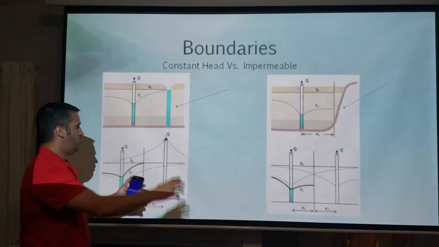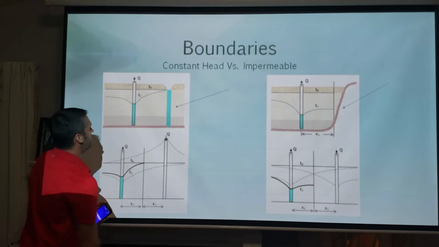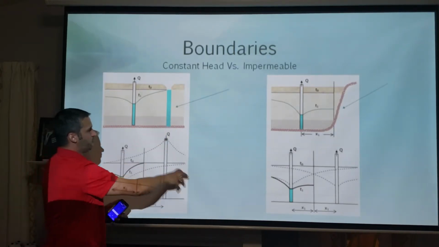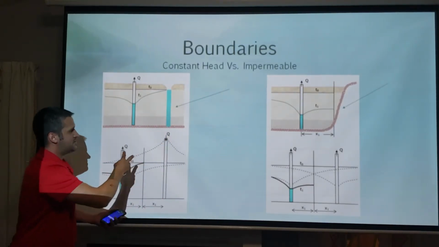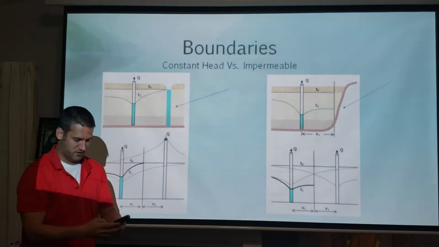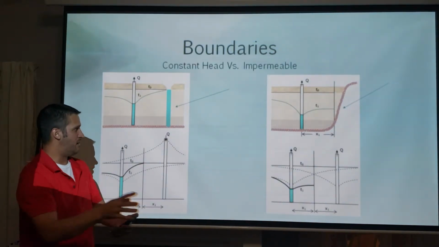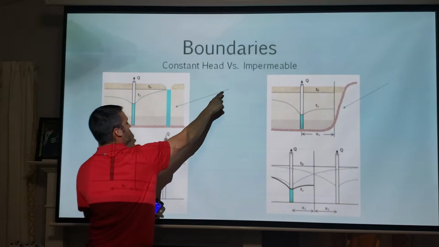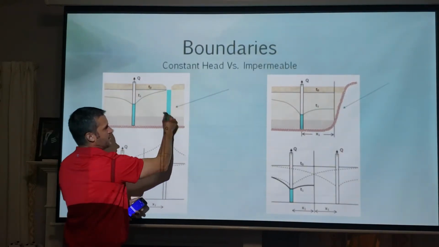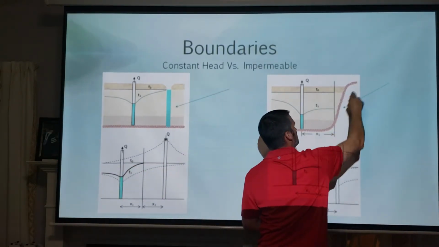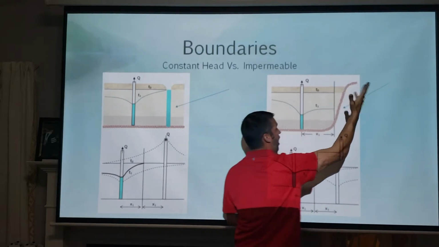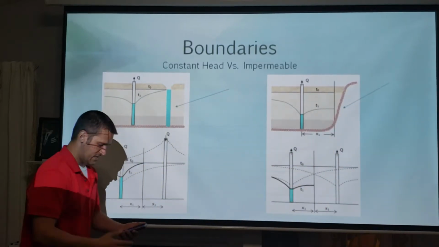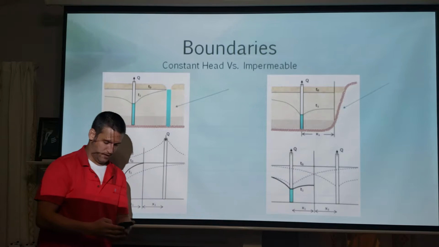Okay, so we have our two types of boundaries here. We have constant head over here, we have impermeable over here. Constant head we'll actually talk about first here. Keeping in mind, this right here is pointing to this water body, and this over here is pointing to this layer of rock. Basically that's what that is, impermeable layer.